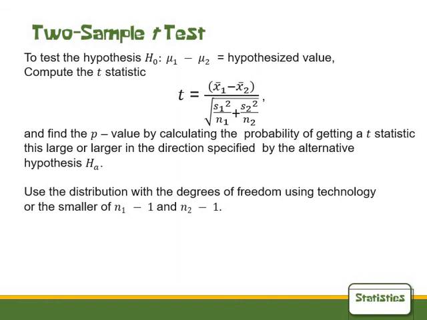You compute that, and then if you have the appropriate degrees of freedom, which again, we're going to use technology and use the more accurate ones, you can compute a probability using the area under the t-distribution. And it could be a one-sided or a two-sided test, depending on whether your alternative hypothesis is that mu1 minus mu2 is greater than 0, less than 0, or not equal to 0.